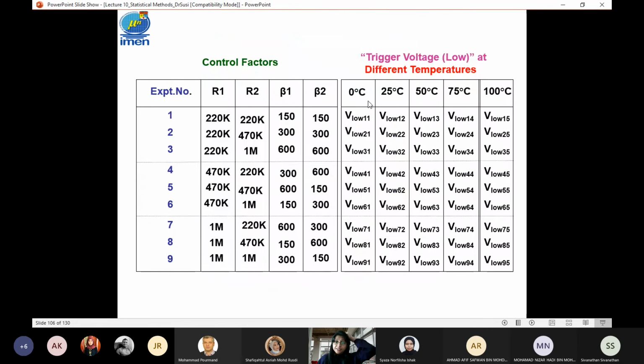And so you can see here, different temperatures are used from 0 until 100. So these are the noise factors. So when you run experiment 1, you have to use these variations in temperature. That means you have to run at 0, 25, 50, 75, 100. Done, experiment 1. Experiment 2, you run using these values at 0, 25, 50, 75, and 100, and so forth, and then you complete all the 9 experiments for different varying temperatures.